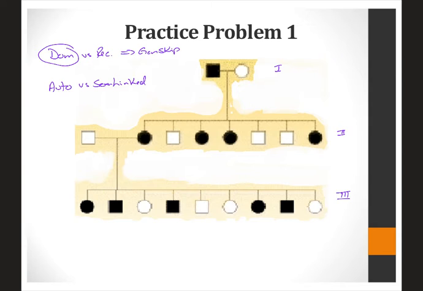Then for autosomal versus sex-linked, look at your circles to squares. I seem to have many more circles than squares that are affected. So right now we're leaning towards the idea that it's sex-linked. That's the first job. Now you need to go in and see if you can confirm it.